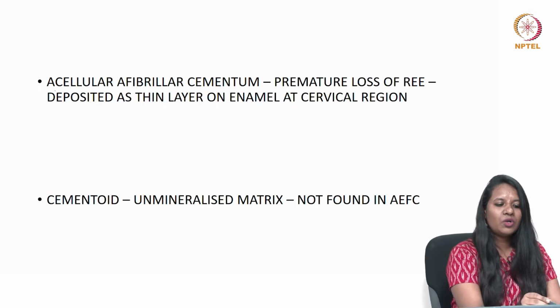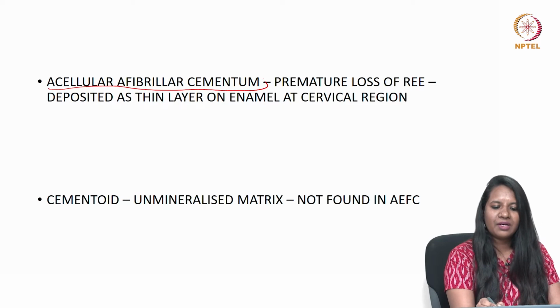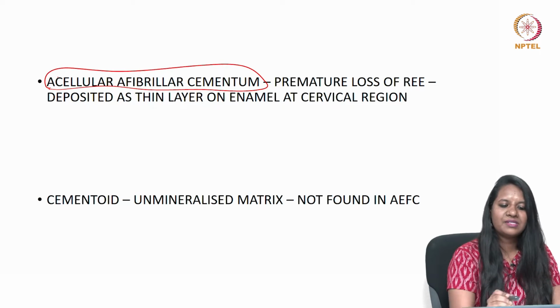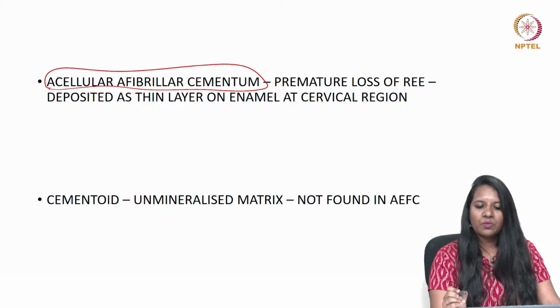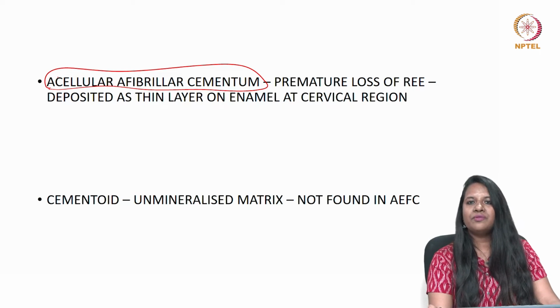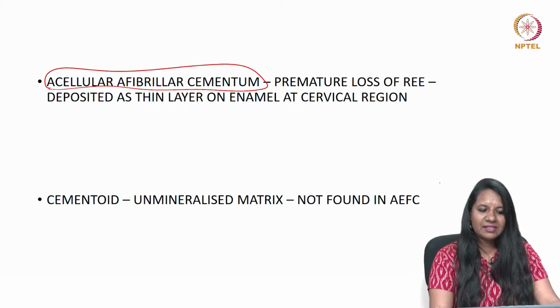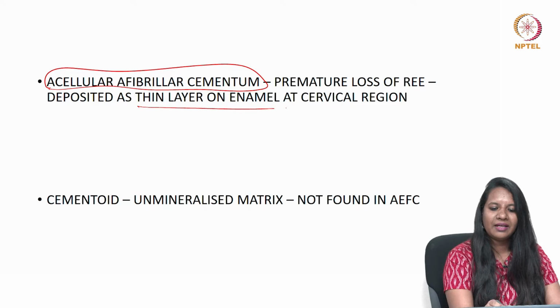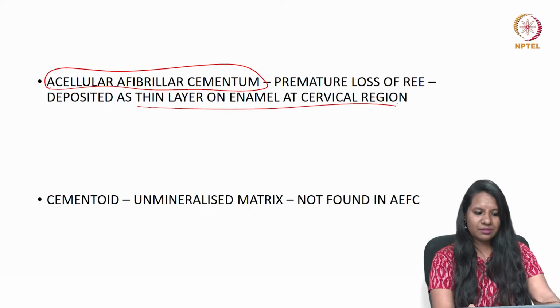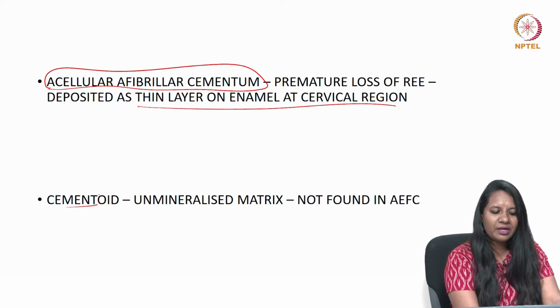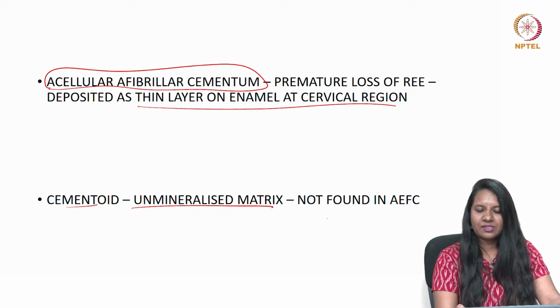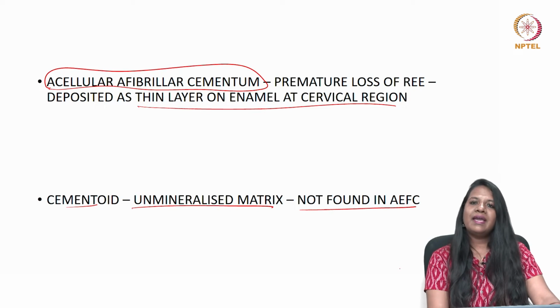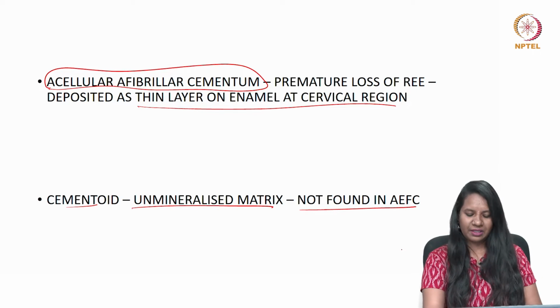There is something called acellular afibrillar cementum, which is devoid of cells and devoid of fibrils, which is due to the premature loss of reduced enamel epithelium. Hence, it is deposited as a thin layer on enamel at the cervical region. And cementoid is unmineralized matrix, which is not found in the acellular extrinsic fiber cementum.